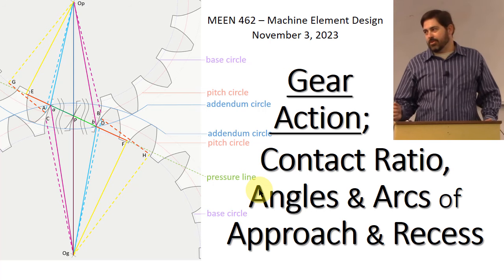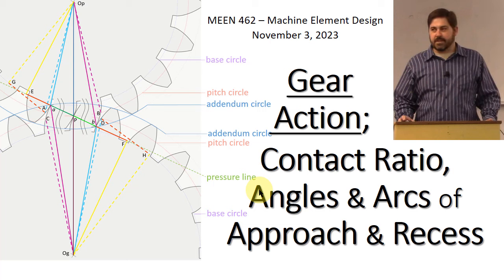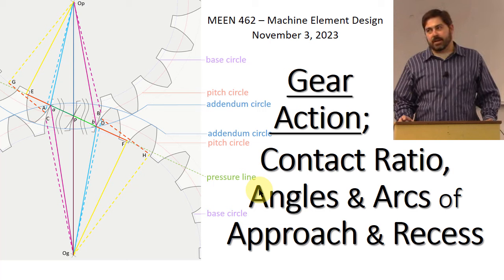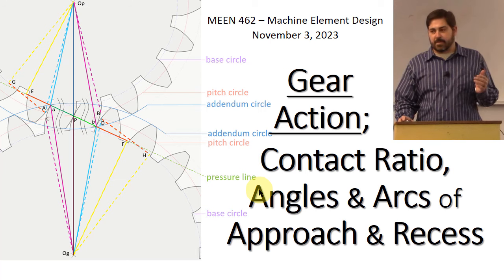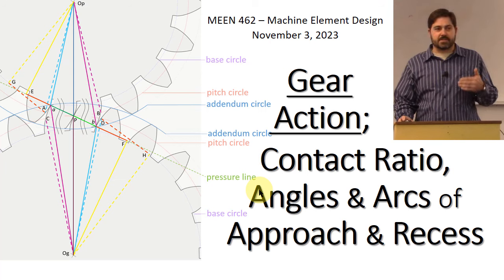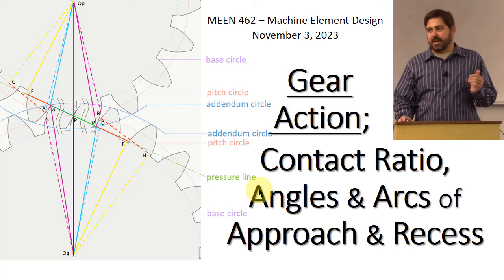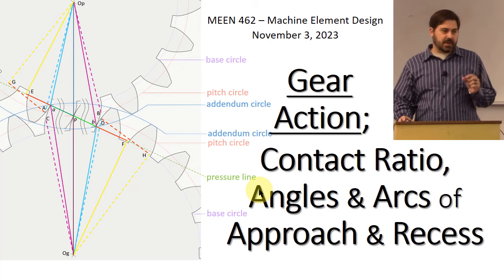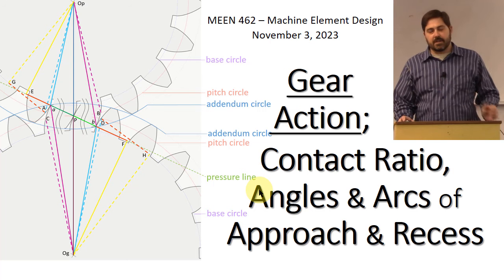Good morning. We're going to get into another lecture today about the action of gears, and specifically we're going to try to fill in some gaps about some issues that are not discussed in the fullness that they need to be in the textbook. The specific issues I'm going to get into are the arc or angle of approach and the arc or angle of recess.